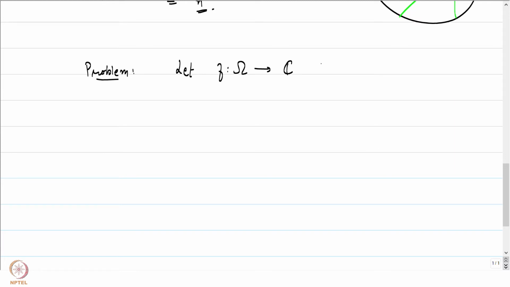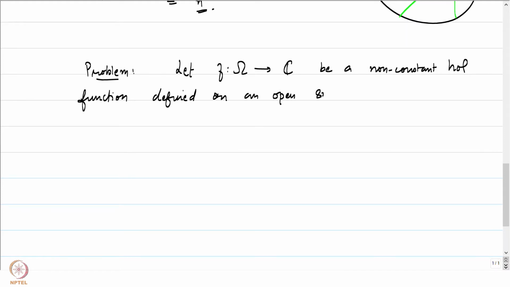Let f be a non-constant holomorphic function defined on an open connected set. I will not put connected yet. If there is a need to put connectedness, we will come back to it. Open set omega.